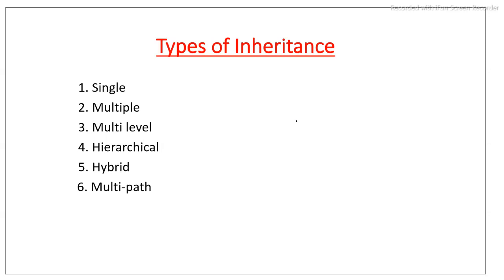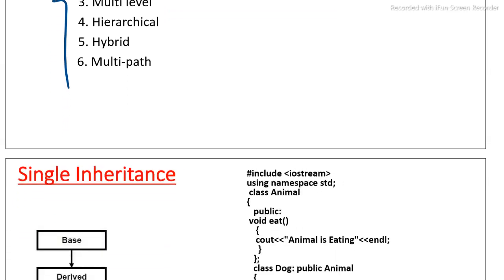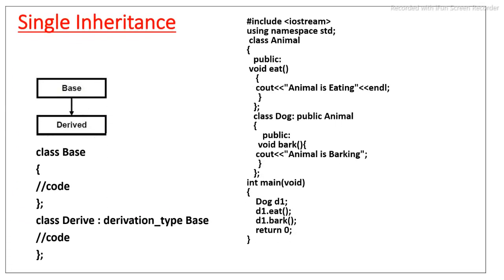Those six types of inheritance are: single, multiple, multi-level, hierarchical, hybrid, and multipath. So these are the six types of inheritance basically included in object oriented programming. So the first one is the single inheritance. As you can see in the diagram, there is only one base class, and from the base class only one class has been derived. So only one base class or parent class, and from there one derived class or subclass or child class has been derived. It is inheriting the properties of the base class.